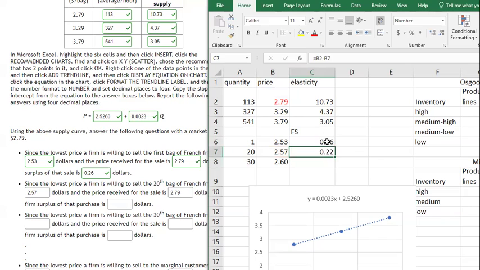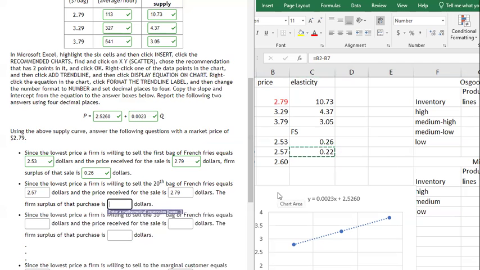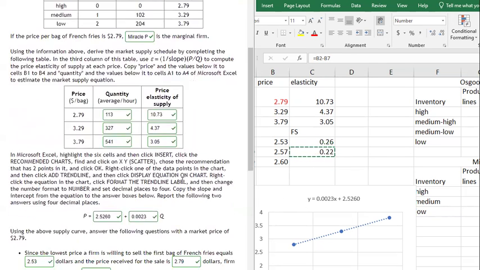You don't feel as good as you did here because for that very first bag of French fries, you're willing to accept $2.53. For the 20th bag, you're willing to accept $2.57. So you still feel good about the transaction, but just not as good as that very first transaction, right? Which is probably why people hang or tape their first dollar they earn to the wall of their business. That first transaction is highly valued.